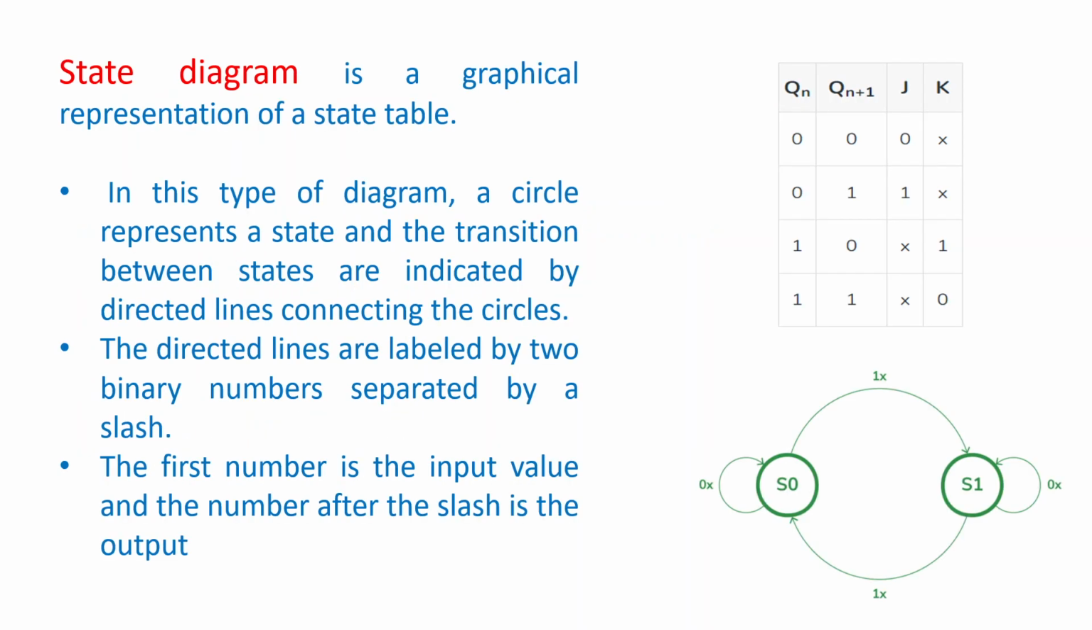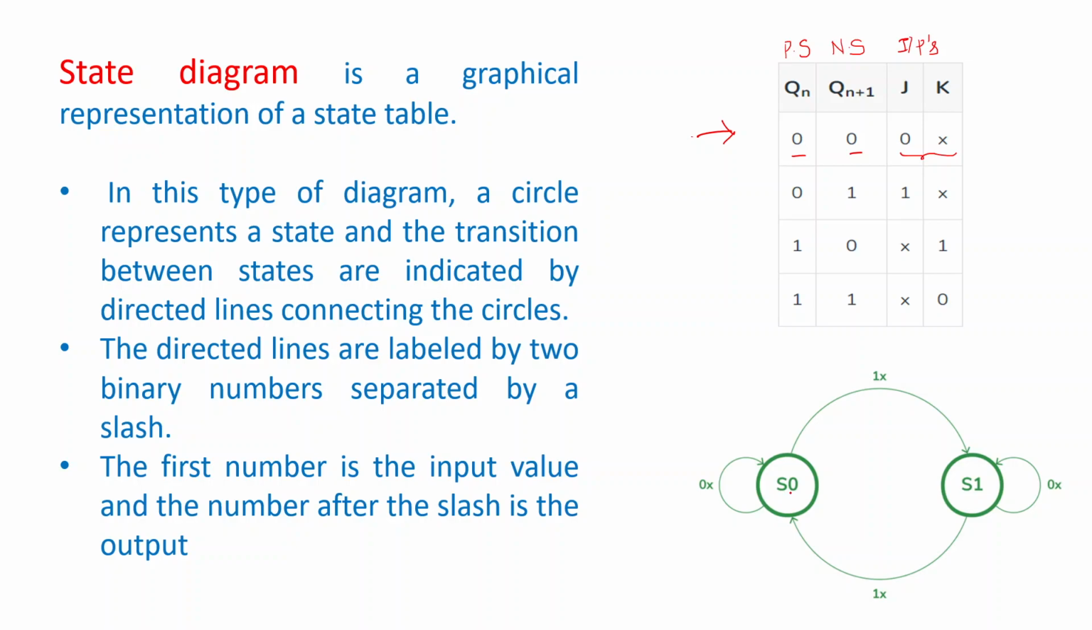A state diagram is a graphical representation of a state table. It gives the pictorial representation of behavior of the circuit. So here a very well known JK flip-flop excitation table I have considered. This is the JK flip-flop excitation table. Here Qn is present state, Qn plus 1 is the corresponding next state, and J and K are the flip-flop inputs, two inputs. So for present state 0, next state 0, the inputs must be 0, don't care.